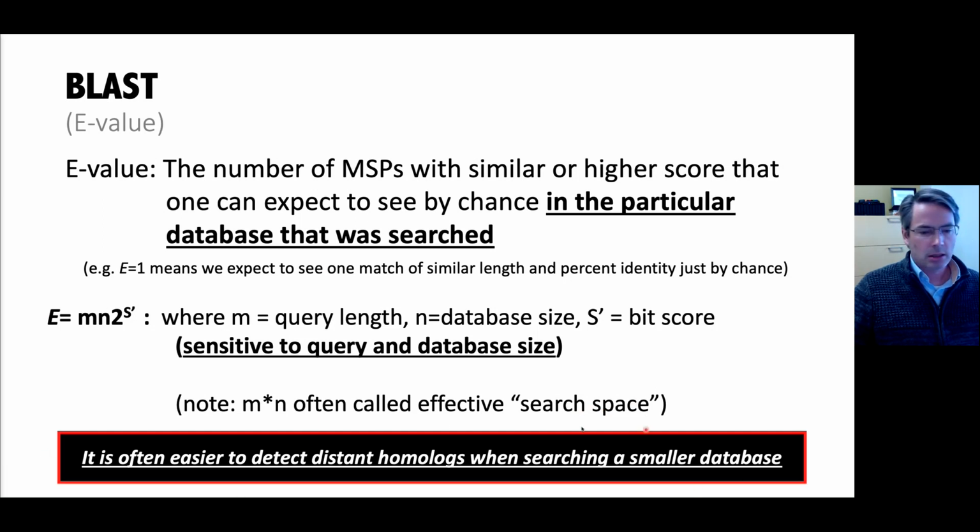So I tried to highlight this as best I could: bold, italics, underline. Especially if you're trying to find matches between distantly related things, the smaller you can make your database, the better. The example I'm going to show today is if I only want to find homologs in one species, I should just use that species' genome as my database, not all of NCBI.